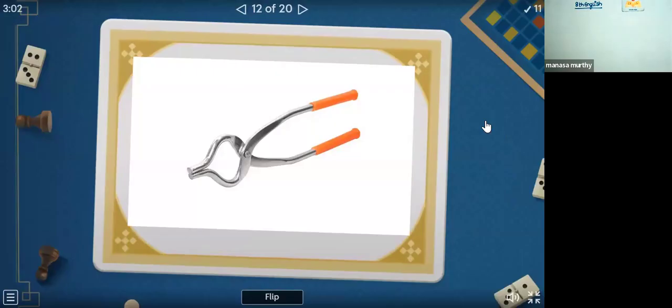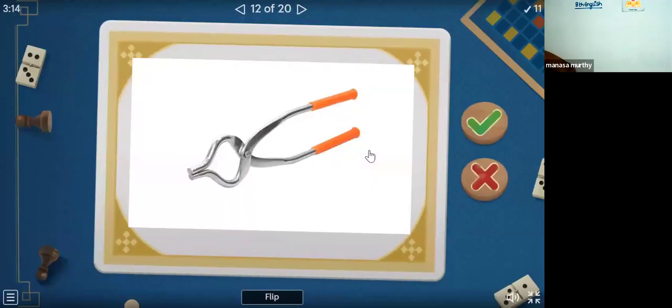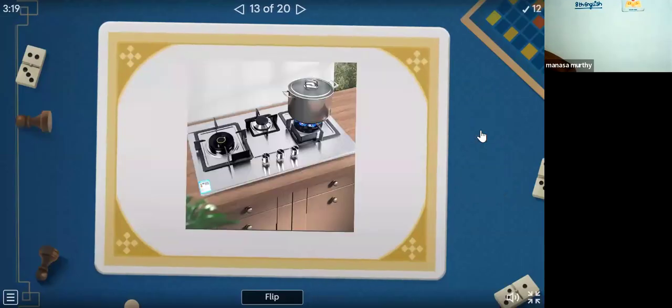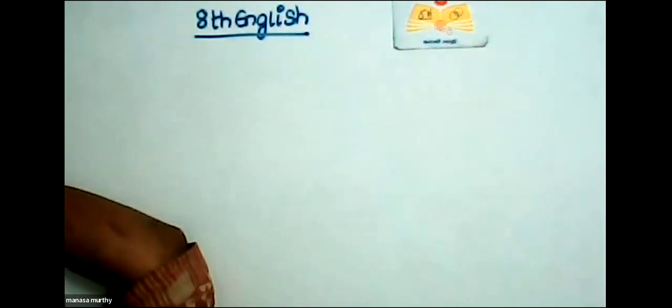To keep the hot things from the stove to the kitchen base, we use this. What is this called? Pincer. It is there in almost every home. It is called pincer in English. Pincer, P-I-N-C-E-R. Fine. Okay. Gas stove. Okay.